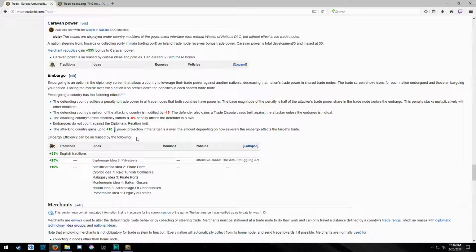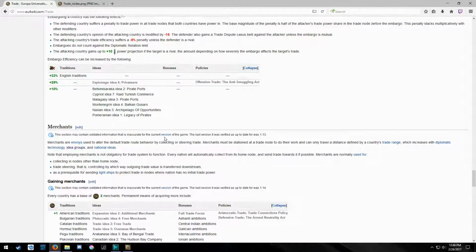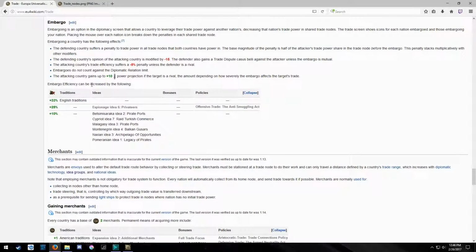Embargoes do not count against your diplomatic relation limit, so you can embargo the entire world if you wanted to. They receive 15%, you receive 5%. And if it's a rival, you don't suffer the malus. They just suffer the penalty, and you don't suffer the malus. And you can gain up to 10 power projection. I'm not sure if that's DLC or not, but it is something that's in the game.